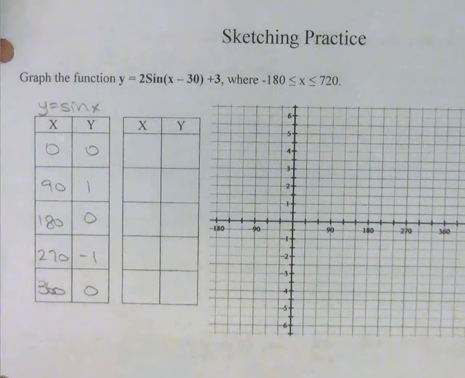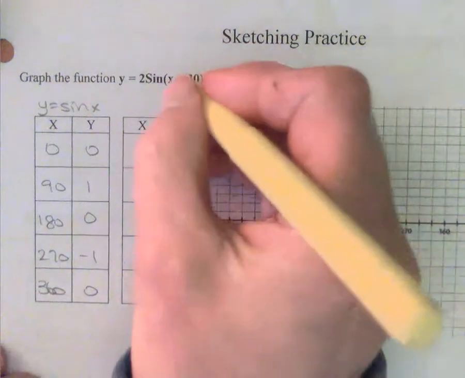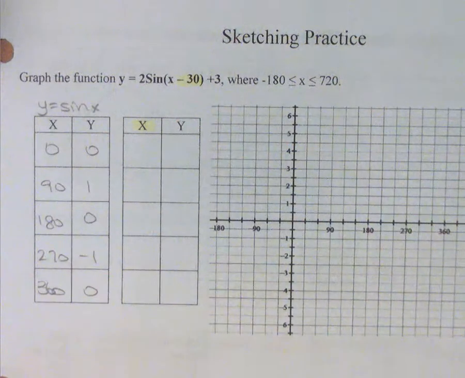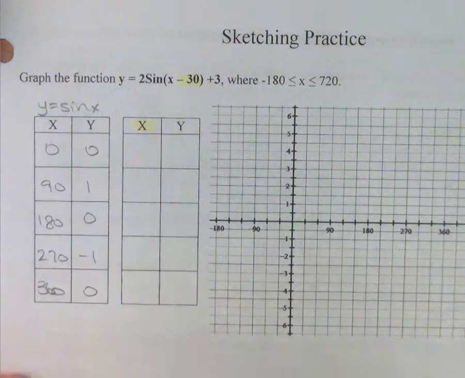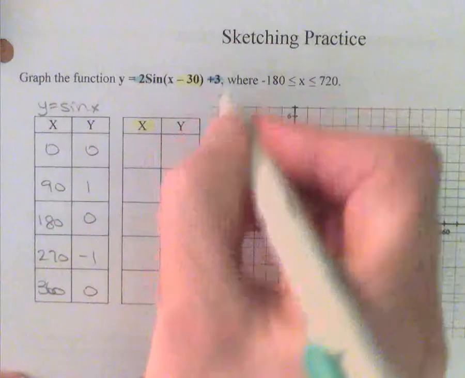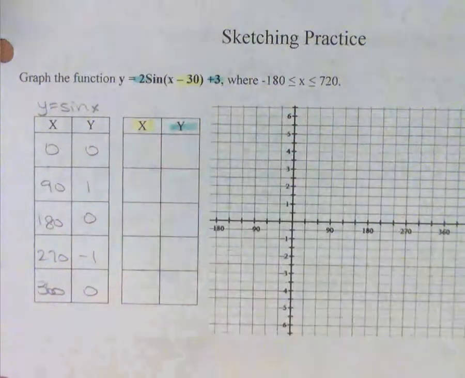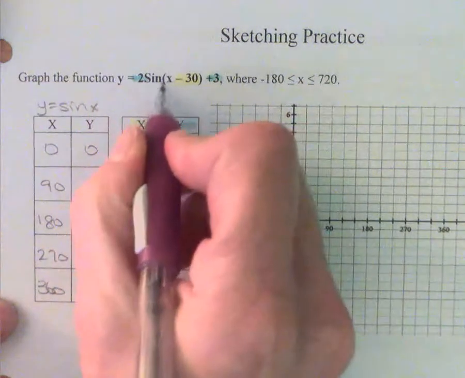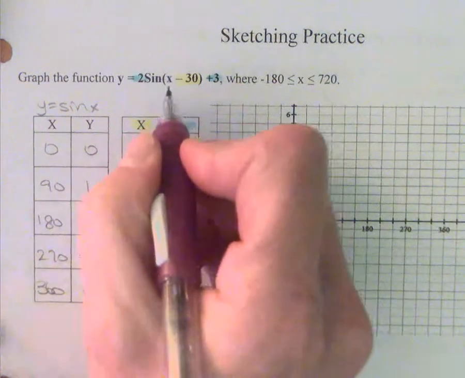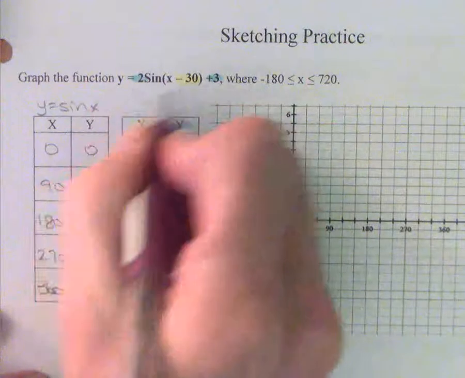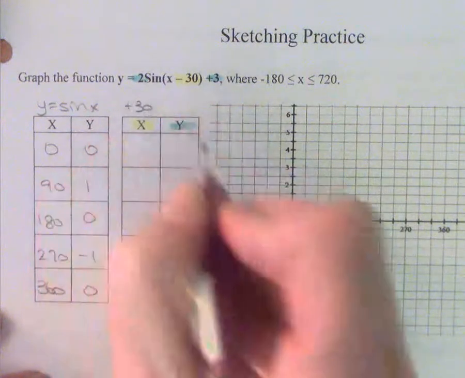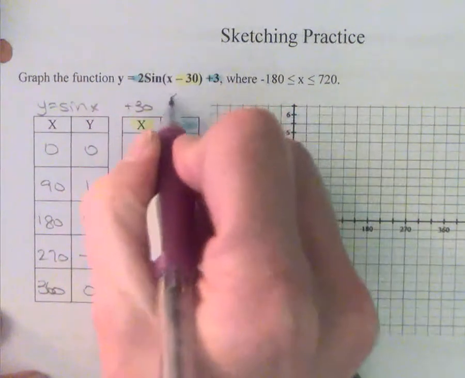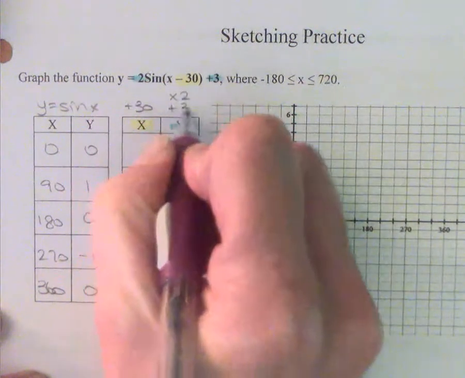So anything on the inside will affect x, and anything on the outside will affect y. So then we look at the fact that there is no b value, so it's like 1. And so this is inside, so we're going to add 30. This is y. Anything on the outside affects y, so we're going to times it by 2 and add 3.